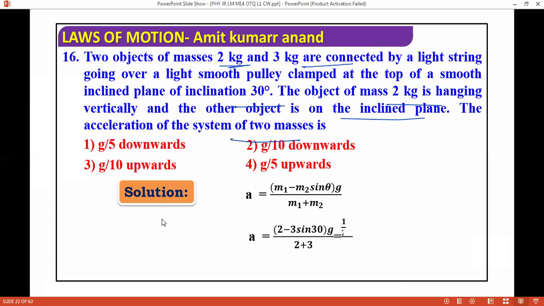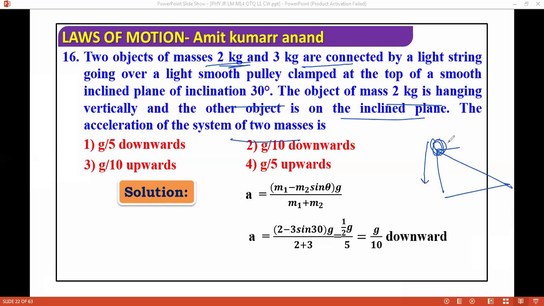If you see the question carefully, the two objects are connected over a light pulley. Basically something like this. This is mass M1 and this is mass M2. Clamped on the top of the inclined plane, the object of mass 2 kg is hanging, and the other object, 3 kg, is on the inclined plane. So this is the inclined plane.